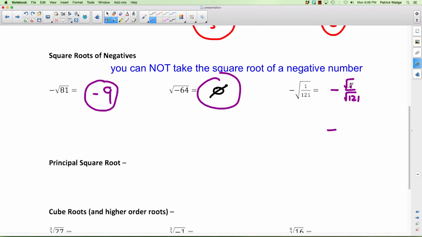What's the square root of 1? What number multiplies by itself to give 1? 1. What number multiplies by itself to give 121? 11. So there's our answer right there.